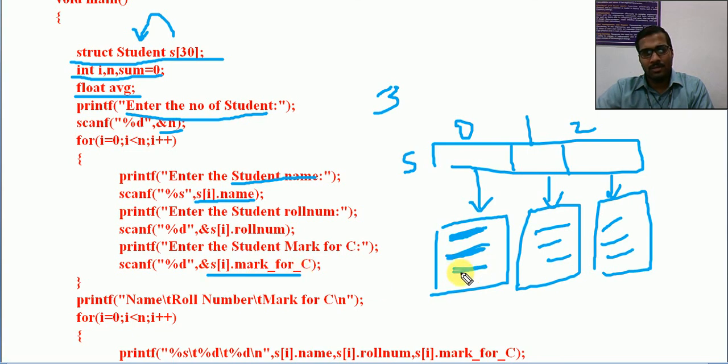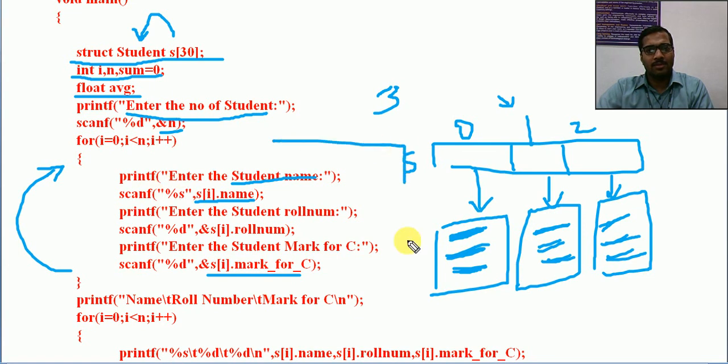This will be scanned. Next iteration, for i equal to 1. Then S[1].name will be scanned, S[1].roll number will be scanned, S[1].mark will be scanned. Again for i equal to 2, name, roll number, mark will be scanned. Then it will exit from the loop. So all the details of 3 students are scanned. Reading is over. Now it seems to be very simple.